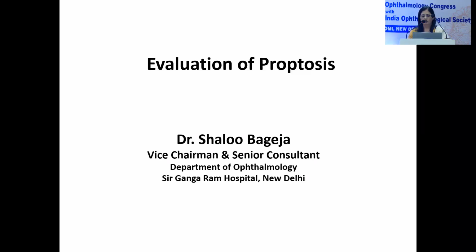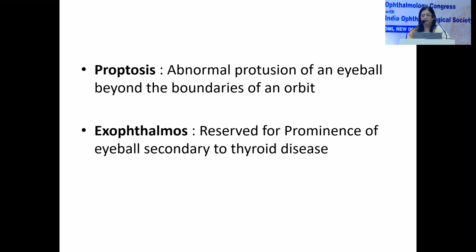So orbital disorders, as we have already seen in Dr. Seema's talk, are quite challenging in diagnosing, and thus a proper, systematic and thorough comprehensive evaluation is needed. Proptosis is defined as the abnormal protrusion of an eyeball beyond the boundaries of an orbit. It can be following an isolated orbital pathology, or it can be extension from the adjacent structures, like sinus or cranial cavity, or maybe a manifestation of a systemic disease.